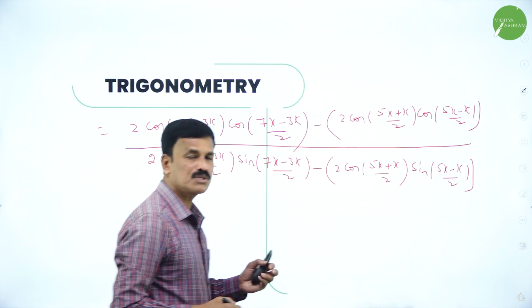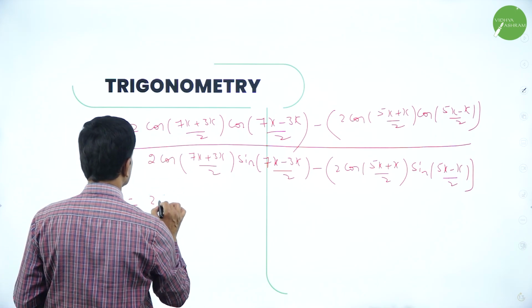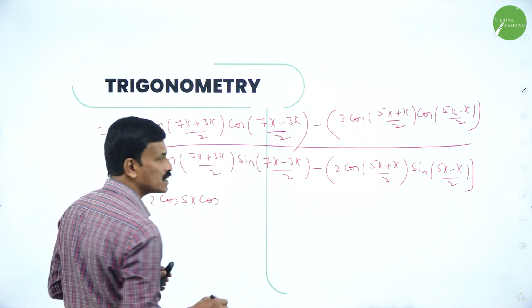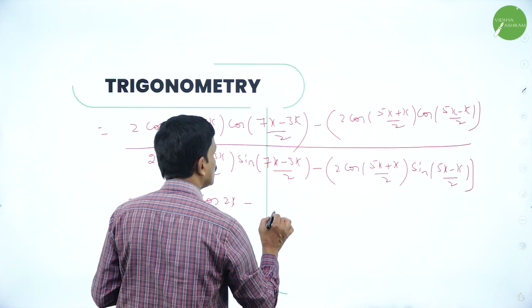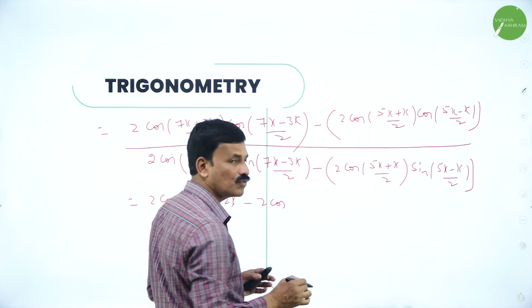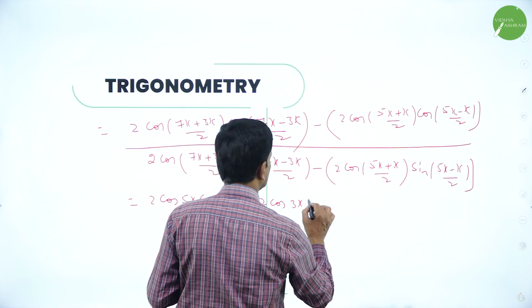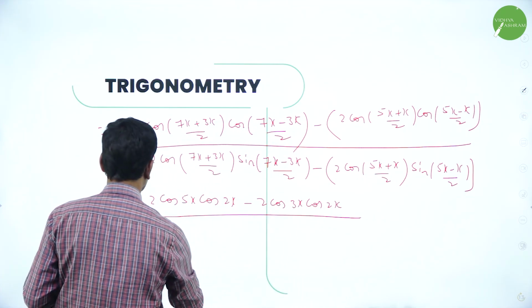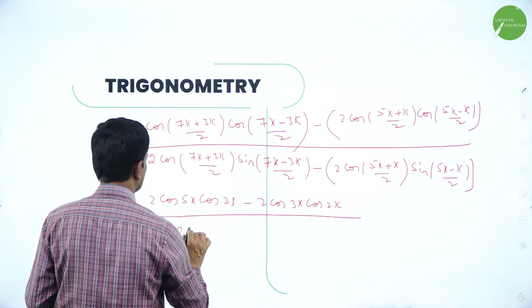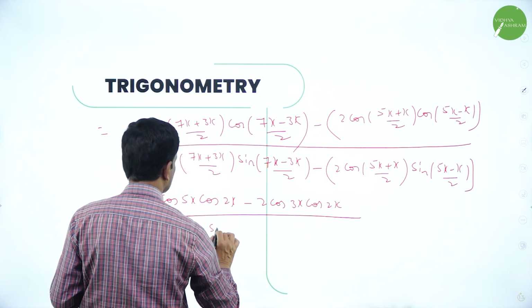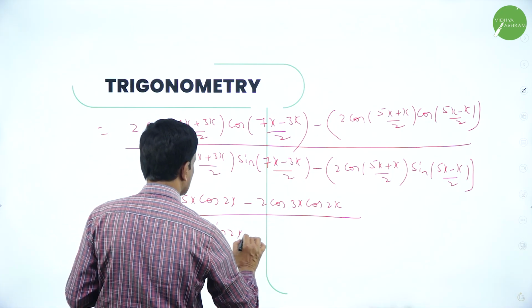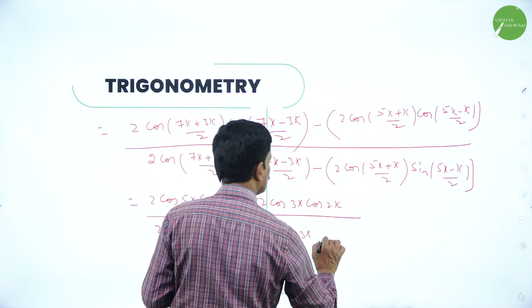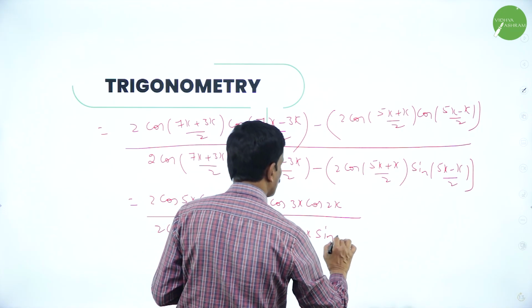Okay. Now after substituting the values in the formula, just simplify. So here this is 2 times cos of 7 plus 3 is 10, 10 by 2 is 5x, into cos of 7 minus 3 is 4, 4 by 2 is 2x, minus 2 cos of 7 plus 1 is 6 by 2 is 3x, into cos of 5 minus 1 is 4 divided by 2 is 2x, divided by, in the denominator, 2 cos of 7 plus 3 is 10 by 2 is 5x, into sin of 7 minus 3 is 4 by 2 is 2x, minus 2 times cos of 5 plus 1 is 6 by 2 is 3x, into sin of 5 minus 1 is 4 by 2 is 2x.